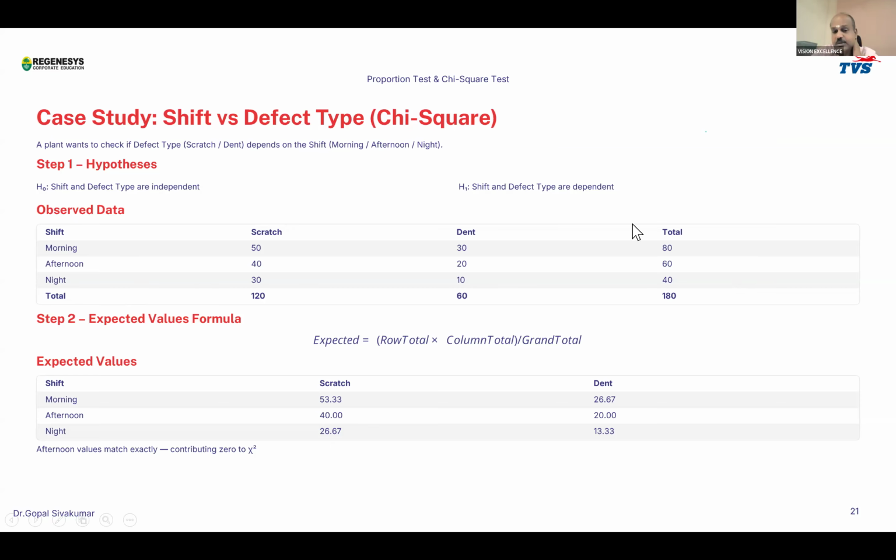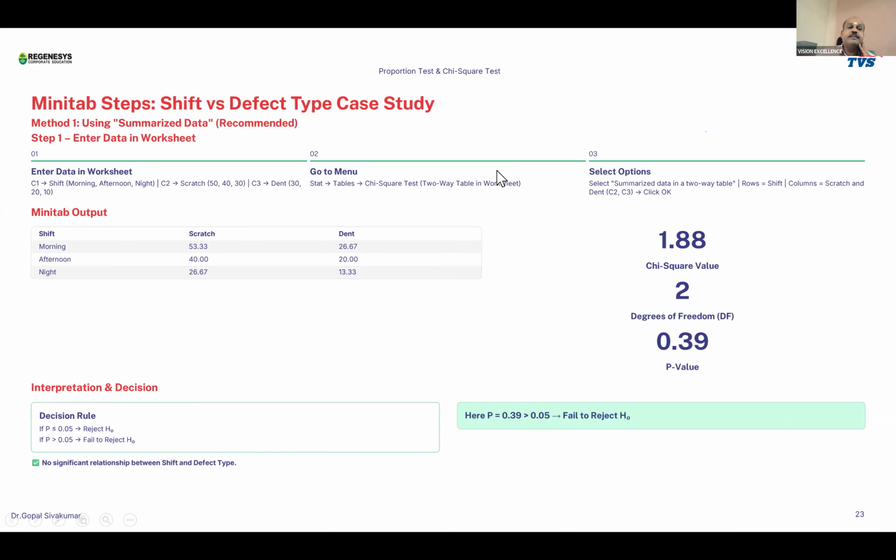This is called the contingency table. We have to develop this table, then only we understand what is row total, what is column total, and what is grand total. Now there are certain steps we have completed here. Step number 1, step number 2 we completed. Now let's go to step number 3.